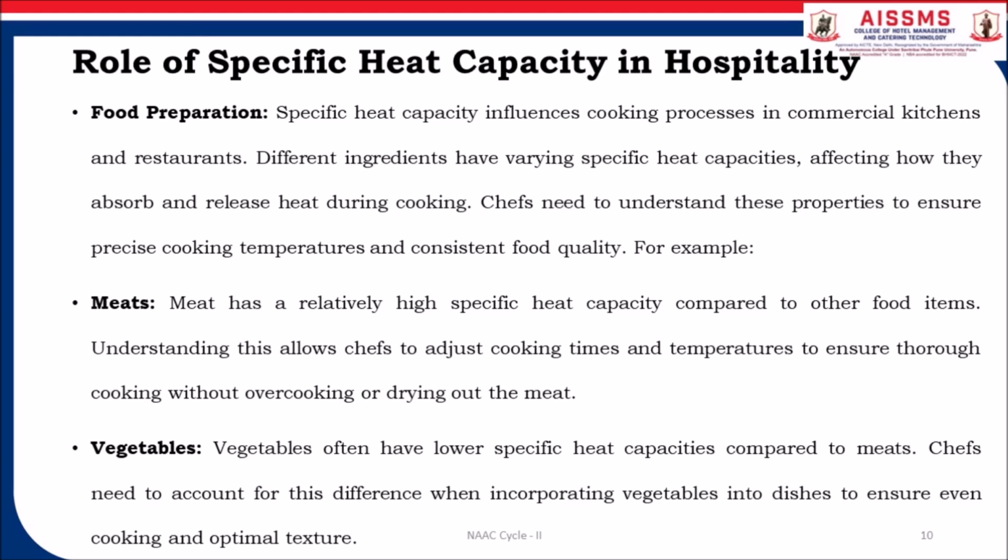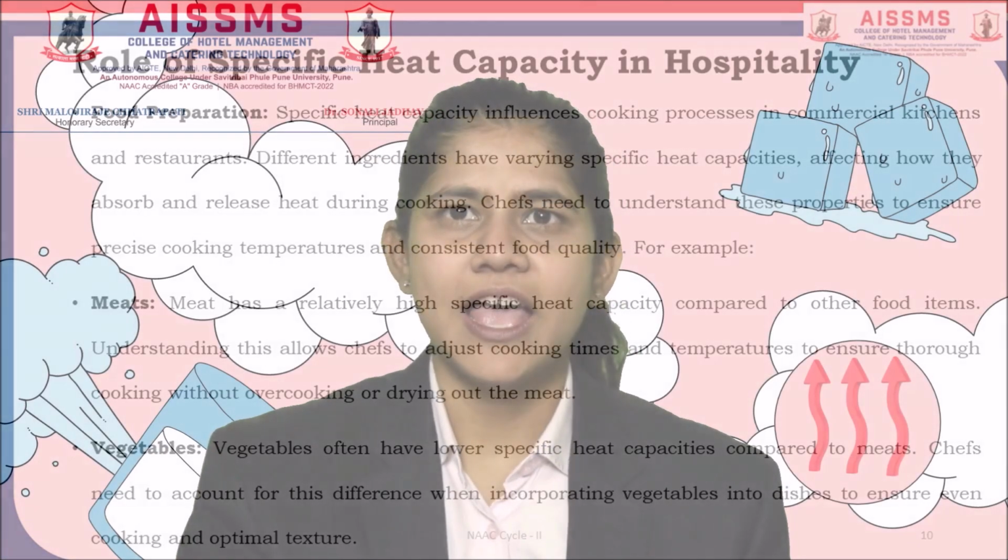Next, vegetables. Vegetables often have lower specific heat capacities in comparison to meat. Chefs need to account for this difference when incorporating vegetables into dishes to ensure there is no overcooking, but there is even cooking and optimal texture. Specific heat capacity is not only a part of food, but it is equally important for beverage service.